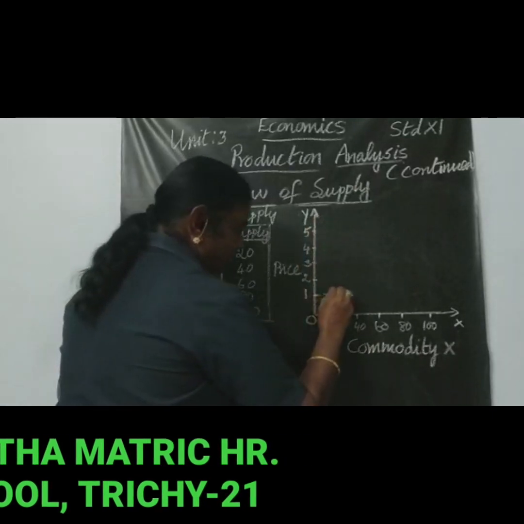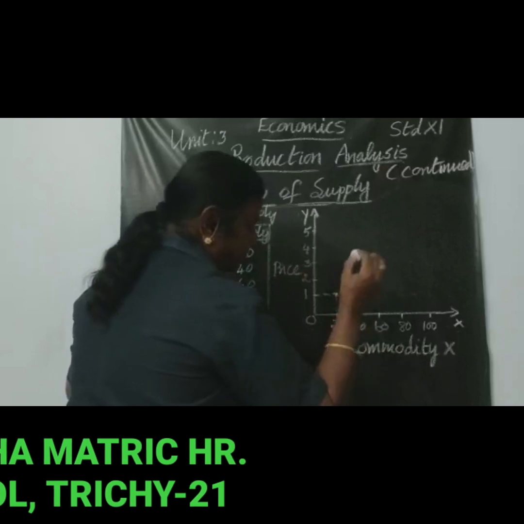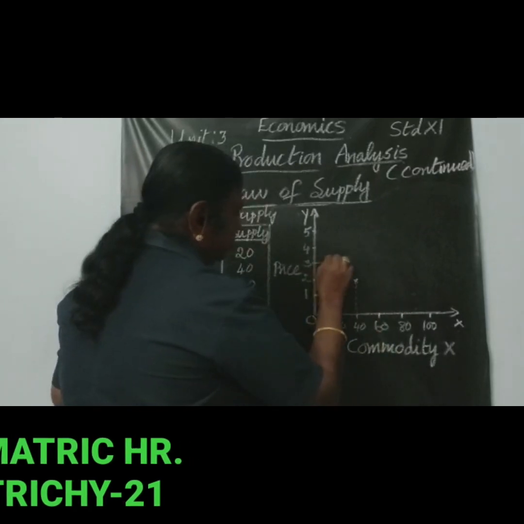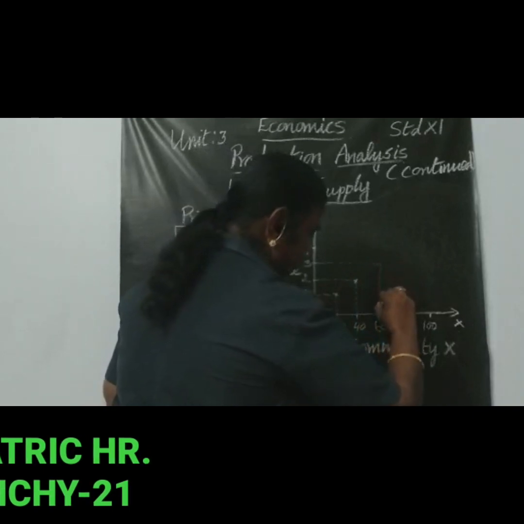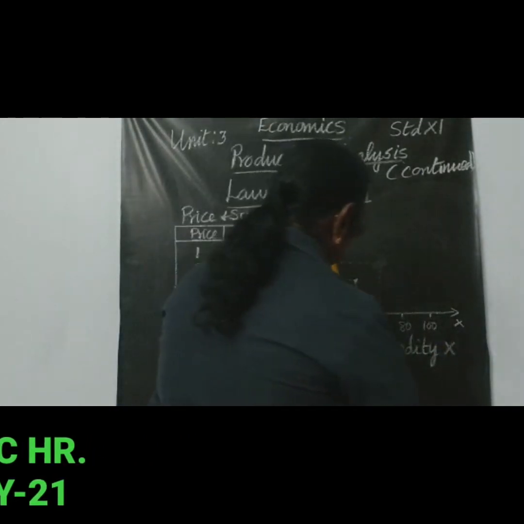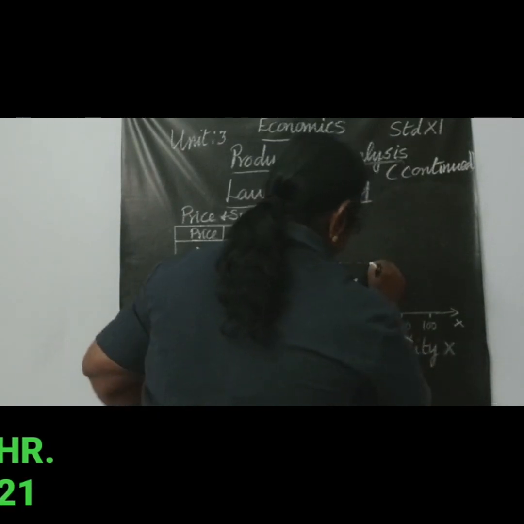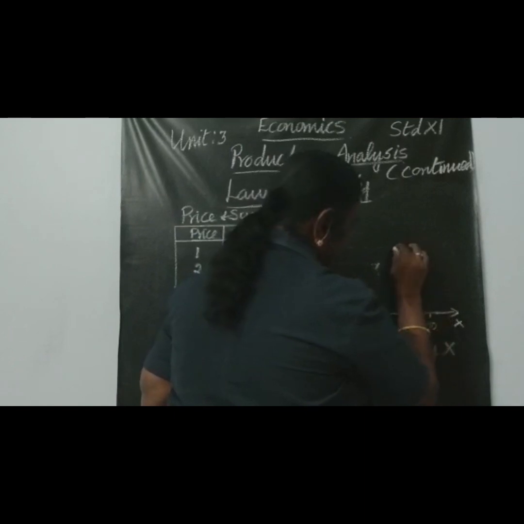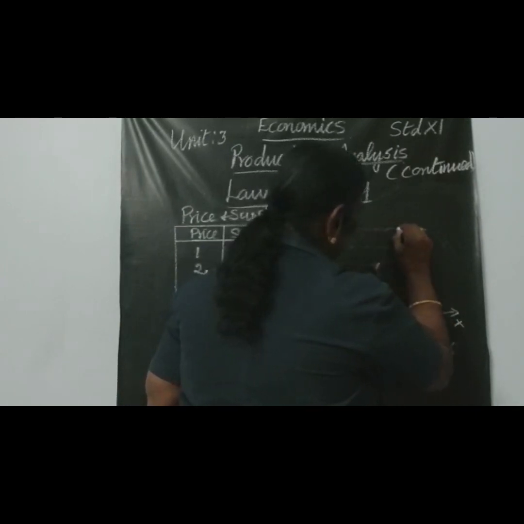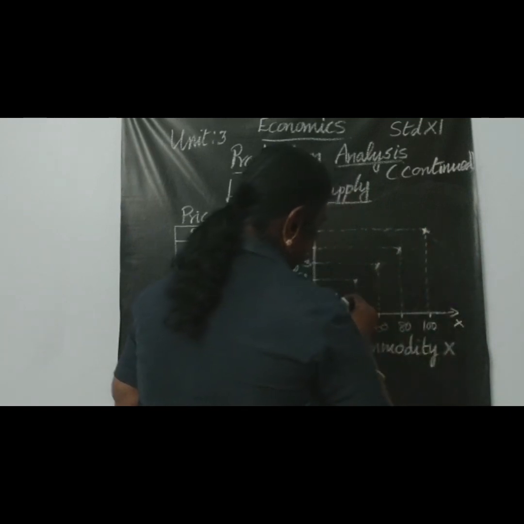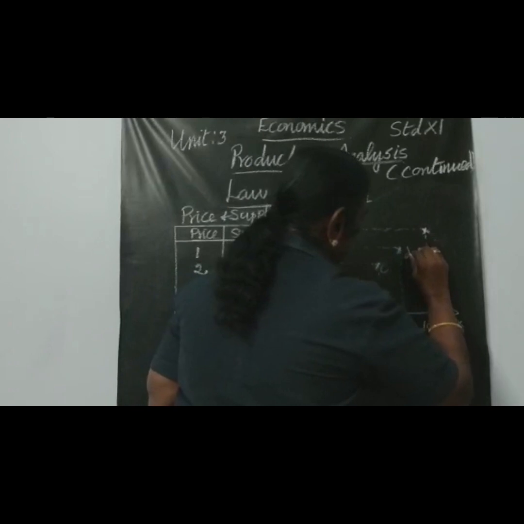So when the price is 1 rupee, the supply is 20. And when the price is 2 rupees, the supply is 40. When the price is 3 rupees, the supply goes to 60. When the price is 4 rupees, we take 80. When the price is 5 rupees, you can go for 100. So these are the points A, B, C, D and E.